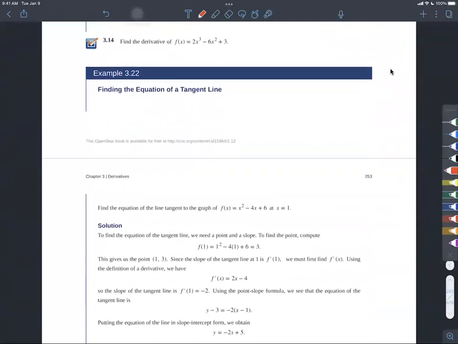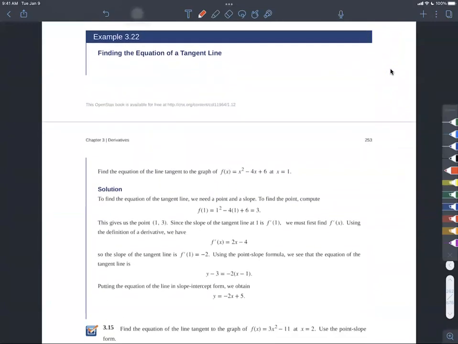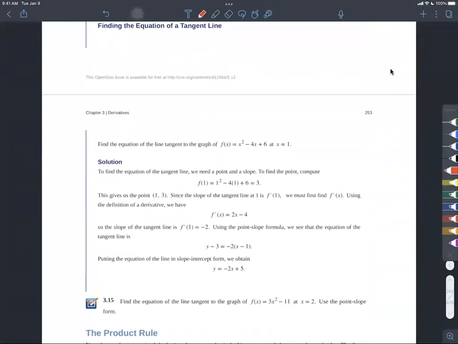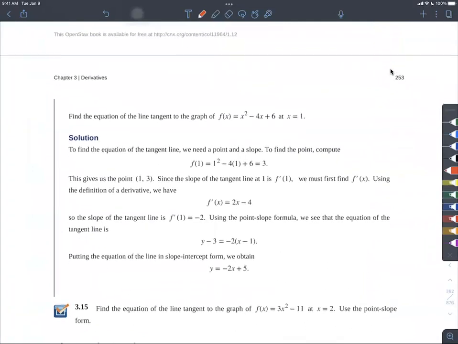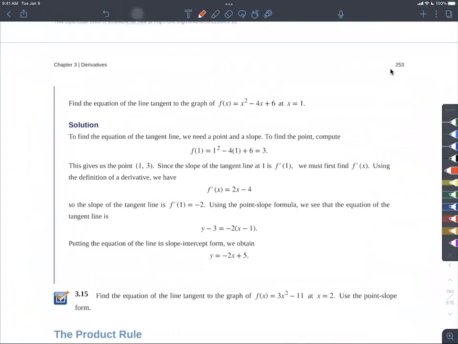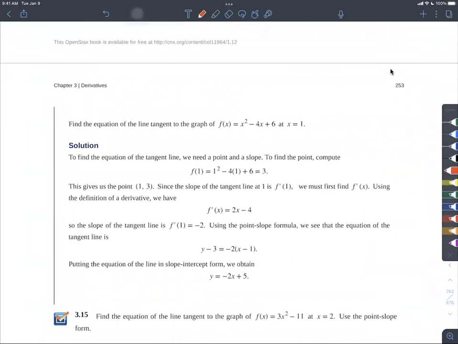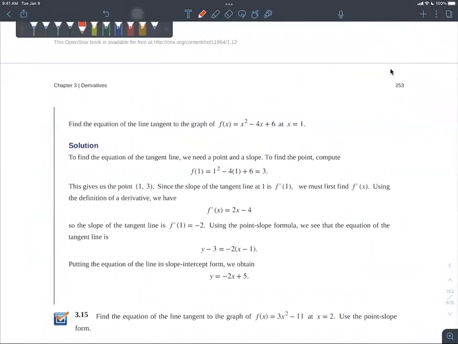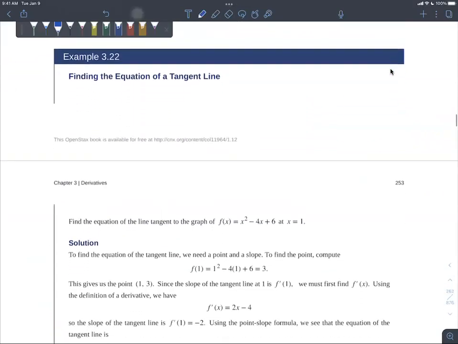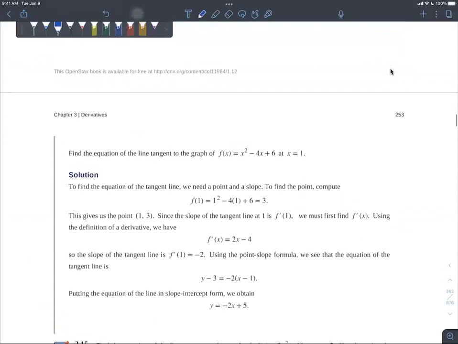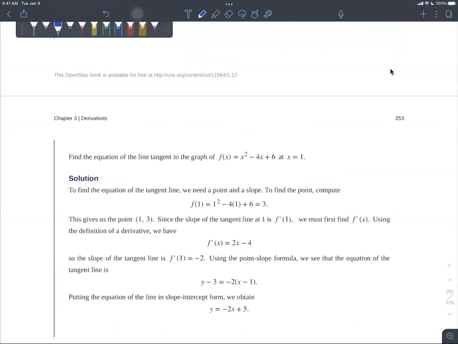All right. So finding the equation of a tangent line. Well, we've done this in the past, but now it should be a little bit easier because we have a quicker way to find the derivative. So this example, 3.22, asks us to find the equation of the line tangent to the graph of f of x equals x squared minus 4x plus 6 at x equals 1.